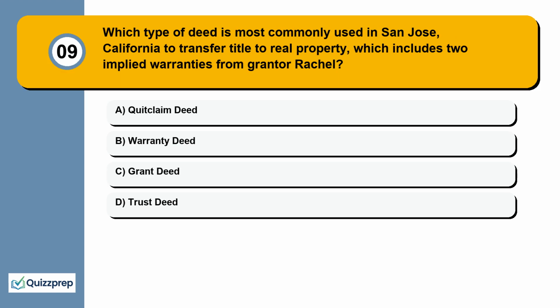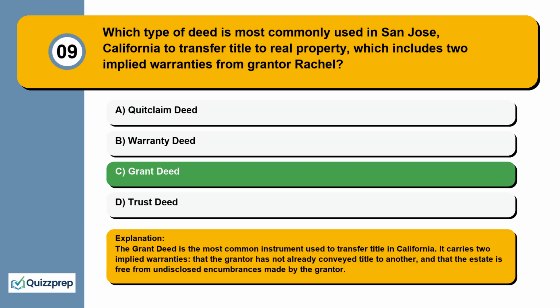Question 9. Which type of deed is most commonly used in San Jose, California to transfer title to real property, which includes 2 implied warranties from grantor Rachel? Quitclaim deed, warranty deed, grant deed, trust deed.